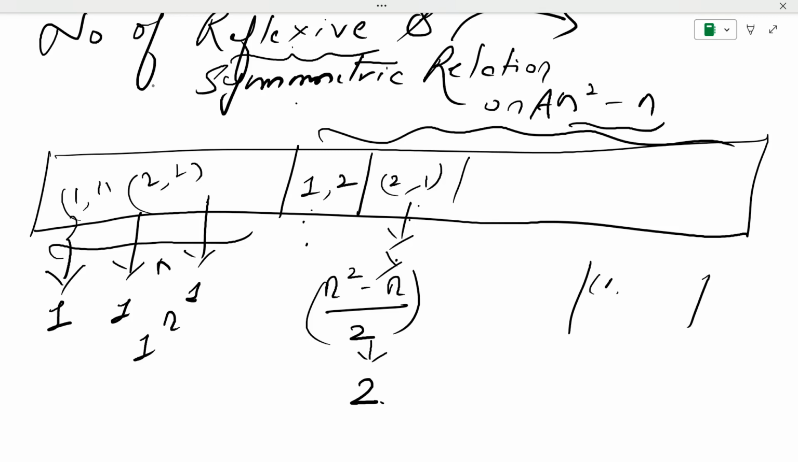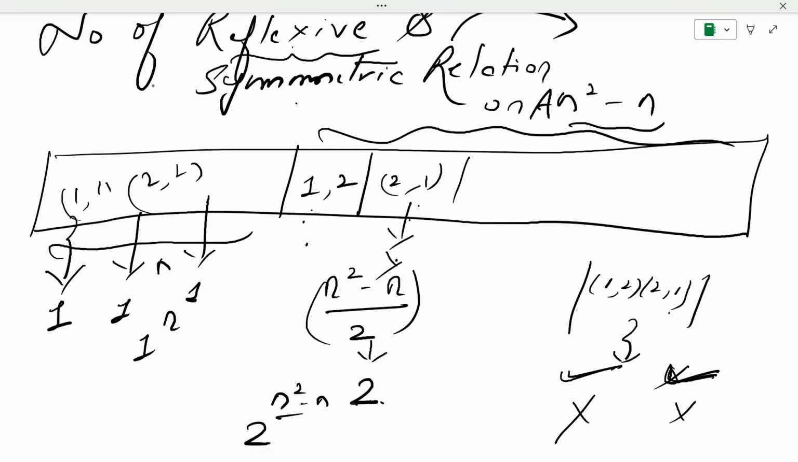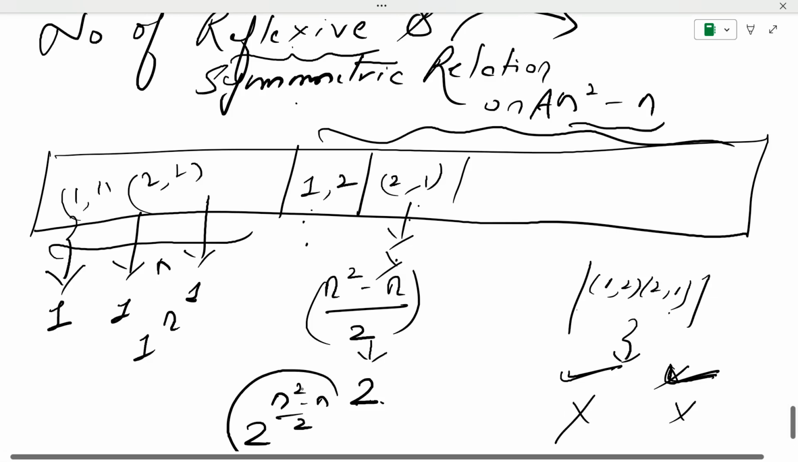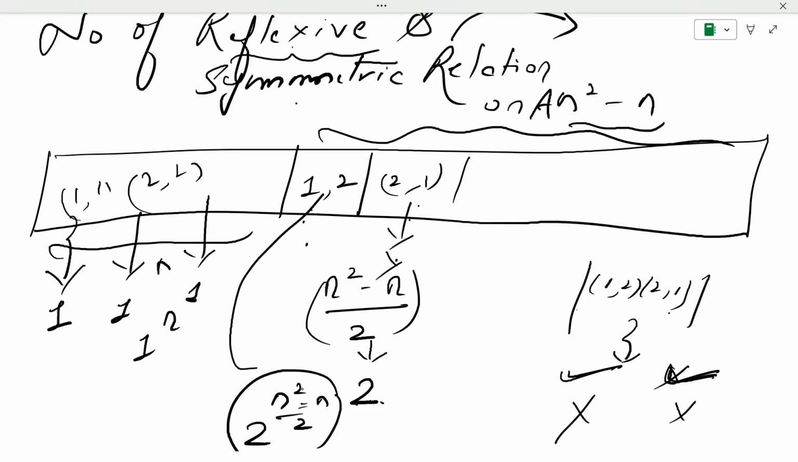So if we have (1,2) and (2,1), we can write it like this: if (1,2) is present, (2,1) should be present. Okay, I'm sorry, if (1,2) is present, (2,1) should be present. If (1,2) is not present, then (2,1) should also be not present. So there are two possibilities. Okay, so 2 raised to the power (n squared minus n) by 2. So this is the total number of reflexive and symmetric relations on A.